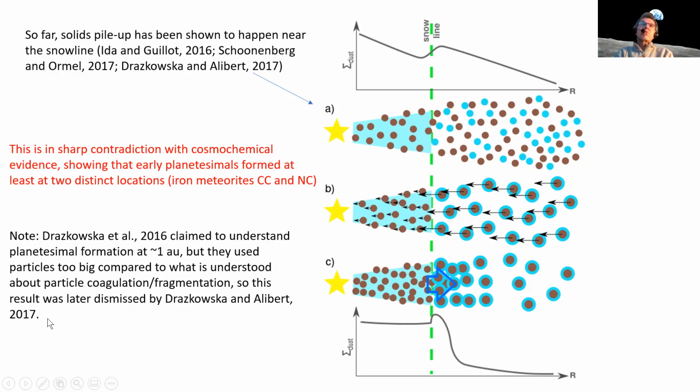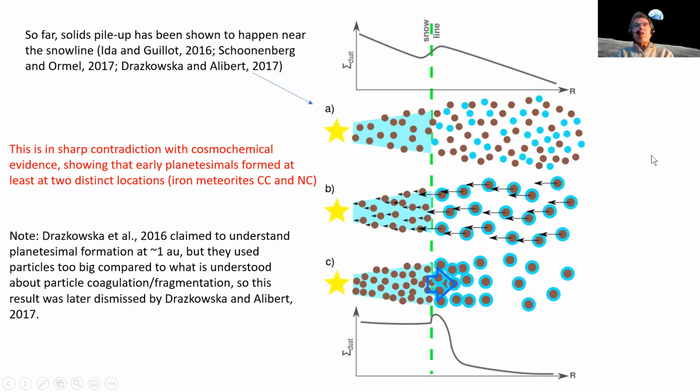So far, it's fair to say that we have a robust understanding of planetesimal formation at the snow line, but only at the snow line. And this doesn't work. So we need to work further in order to understand early planetesimal formation, at least at two sites in the protoplanetary disk, so that first planetesimals form from different materials with different isotopic properties.